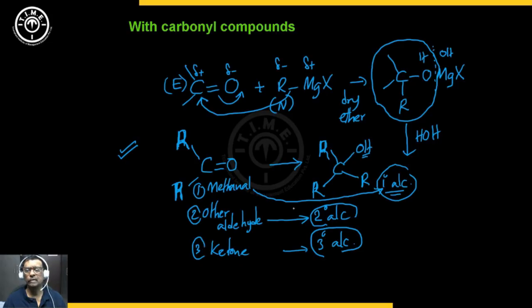So a ketone is going to give 3 degree alcohol, any other aldehyde gives 2 degree alcohol, and the first aldehyde, methanol, which is aliphatic, gives us 1 degree alcohol, right? The initial condition is to be maintained, dry ether, followed by water. Clear? Shall we move on to the next reaction? I hope this is clear.